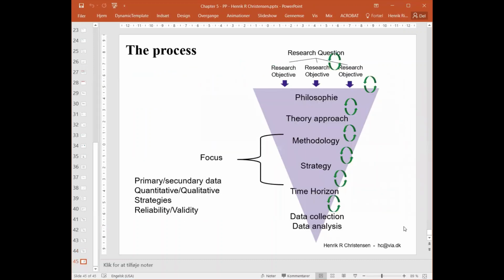So that leads us to more or less the end of this lecture, where we have focused on methodology and strategy, and we have specifically talked about primary and secondary data, qualitative and quantitative, talked about the strategies, and touched upon reliability and validity in this case. And that ends this part of the lecture.